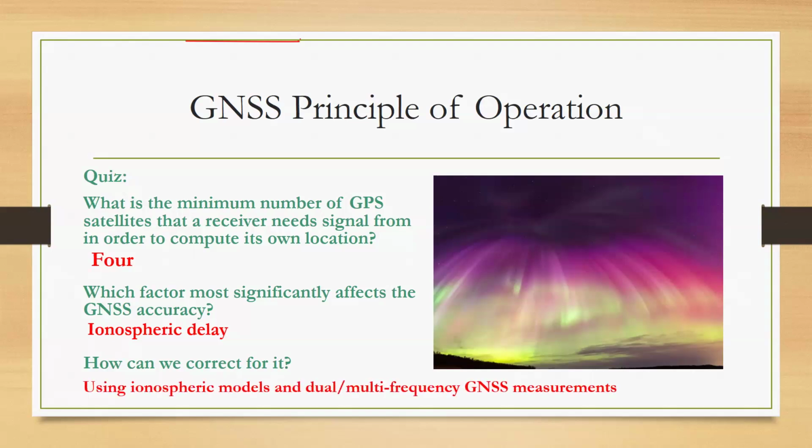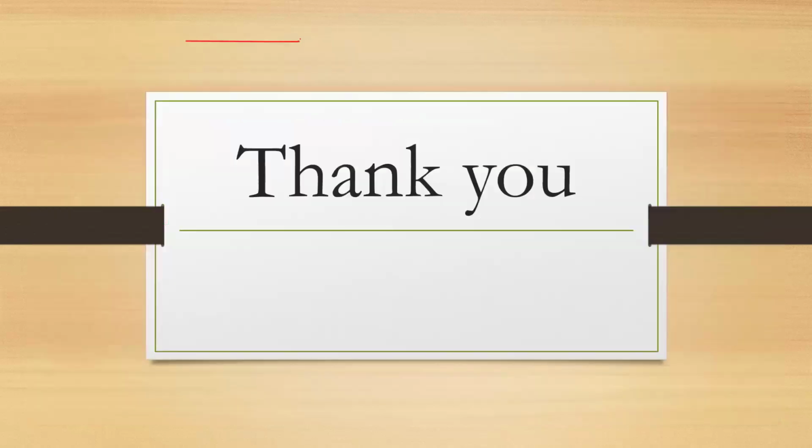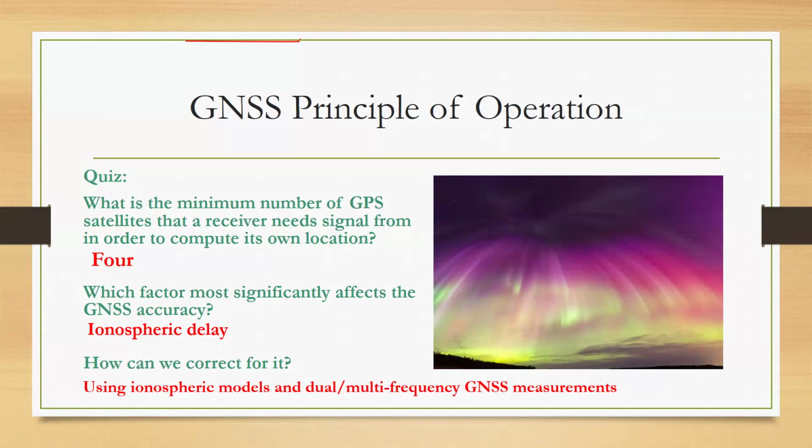And aside from that, we can also use ionospheric models. We can use models of the ionosphere that estimate for us how the ionosphere would be at any given location at any given point in time and space. When we know that, then depending on the accuracy of that model, we would also be able to correct for the error. Yeah, so thank you for listening.